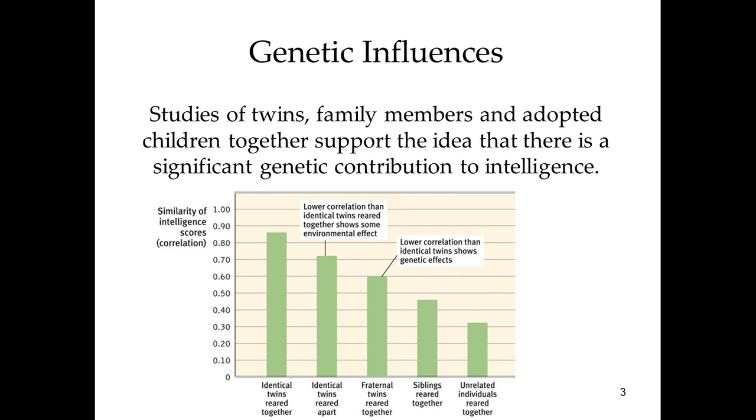Next line down, we see fraternal twins reared together. That kind of gives us the idea that there's an environmental effect, and that there is definitely that genetic effect as well, because we see that there's this difference between the fraternal and the identical. So the difference here gives greater credence to the idea that there is that genetic component. Farther down, we see the siblings reared together. There's going to be that genetic component because they have the same parents, but it's not going to be as profound.